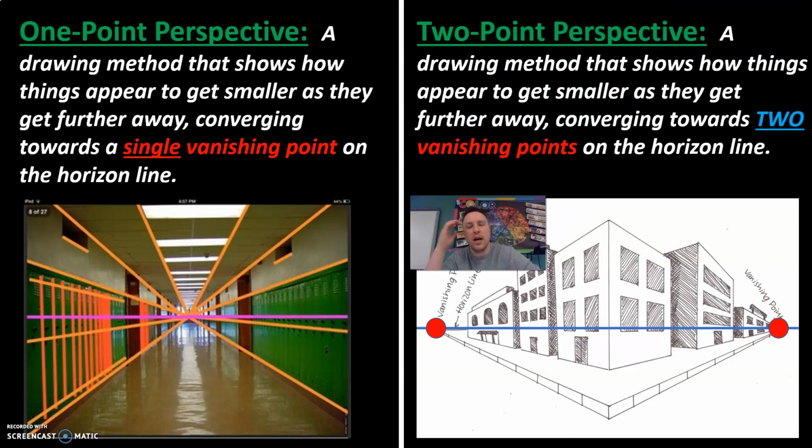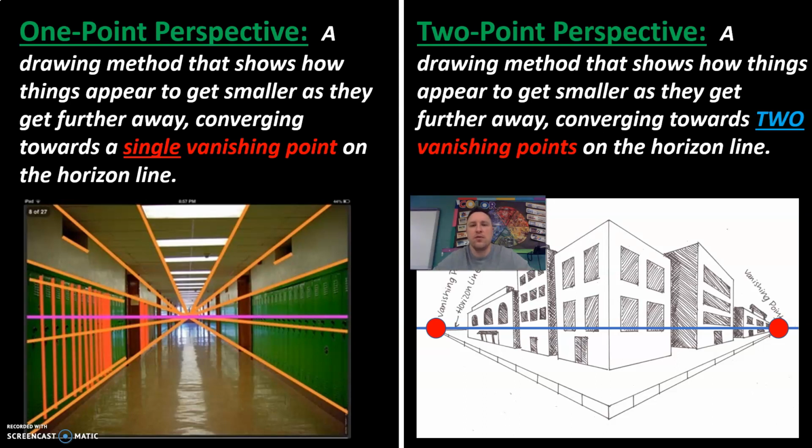So here you have two definitions. Your definition for today is what is 2-point perspective. And 2-point perspective is a drawing method that shows how things appear to get smaller as they get further away, converging towards two vanishing points on the horizon line. So this is basically very similar to the definition you have for 1-point perspective, except for 1-point perspective, you only have one vanishing point, and for 2-point perspective, you have two.